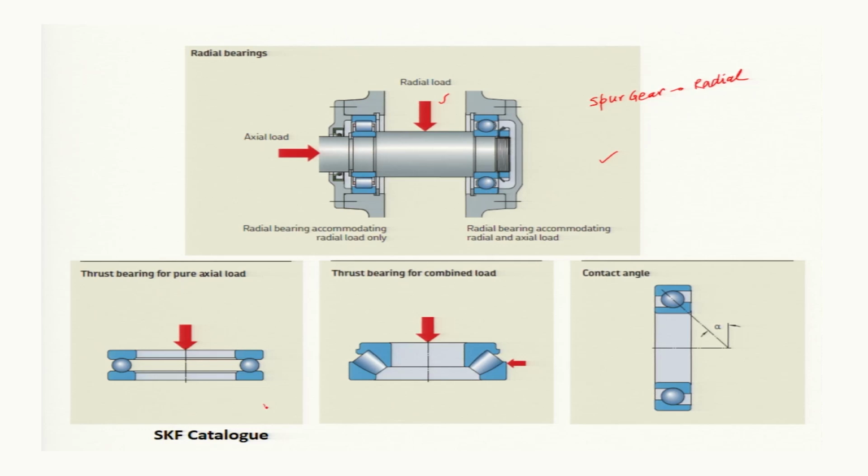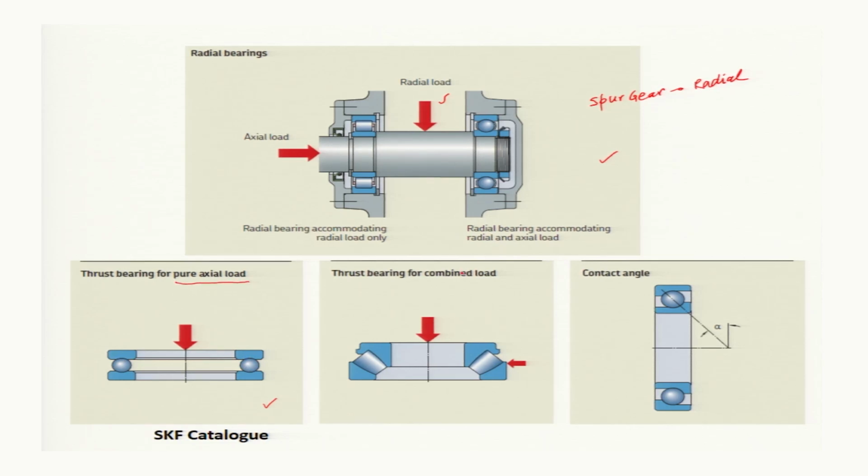Now, this is a bearing which is used to support only the axial load. You see the difference in the design. In this case, the load is acting in this direction along the axial direction, and the two surfaces, the inner race and the outer race, are along the load, and here you have a rolling element bearing. So, this is to support pure axial load.